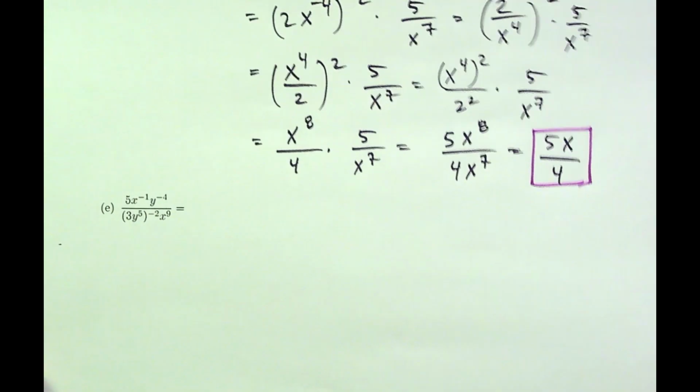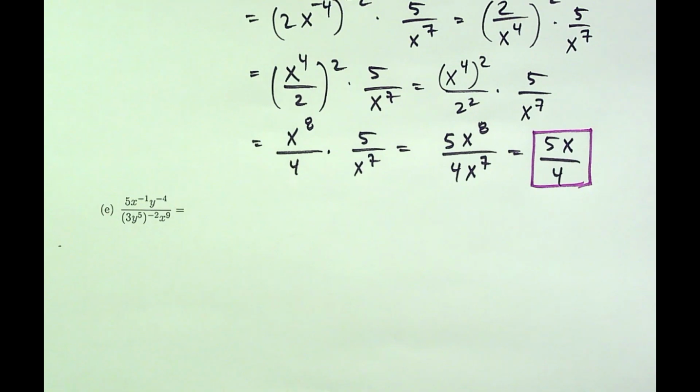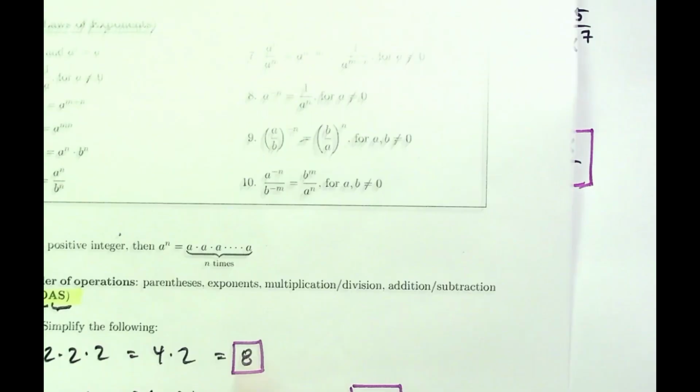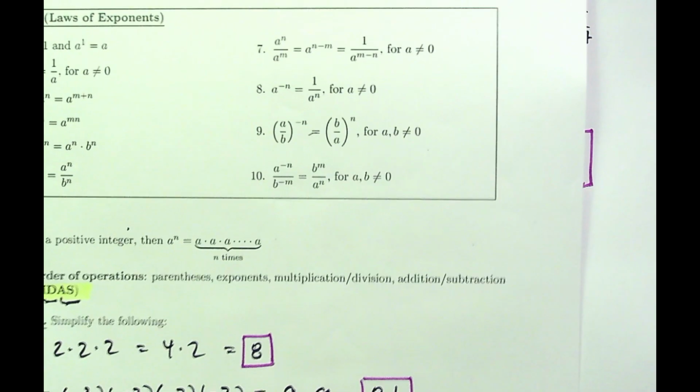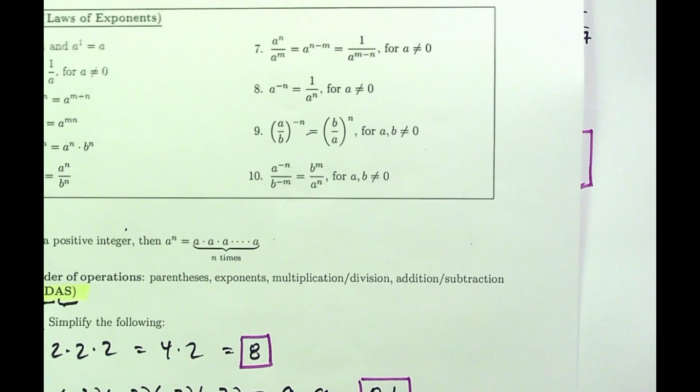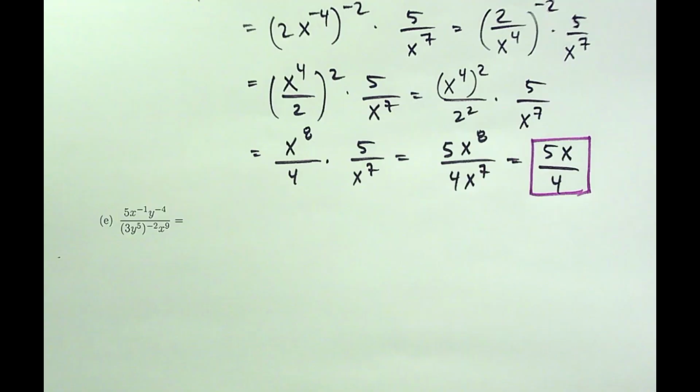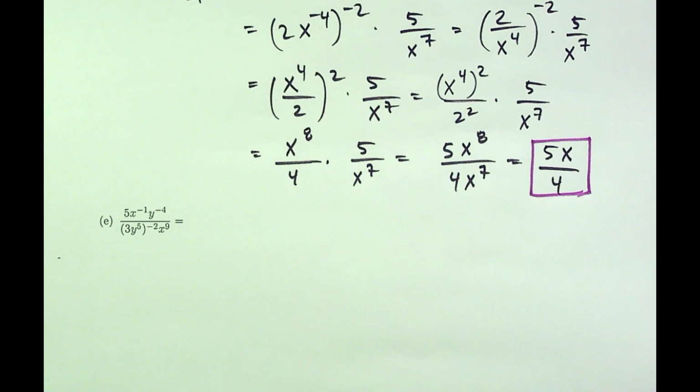E, 5x to the negative 1 times y to the negative 4, all that over 3y to the 5th to the negative 2, x to the 9. Okay, for this one, we're going to use this property 10 right here. If you have negative exponents either on the top or on the bottom, they just trade places. So if you have a negative exponent on the top, it moves to the bottom. If you have a negative exponent on the bottom, they move to the top. We're going to use that here over and over.